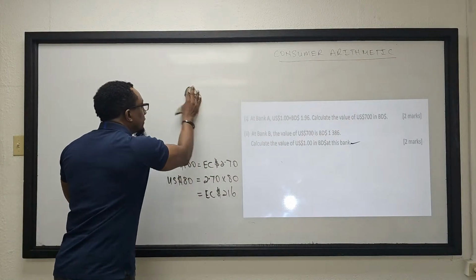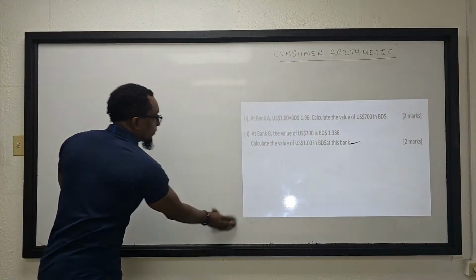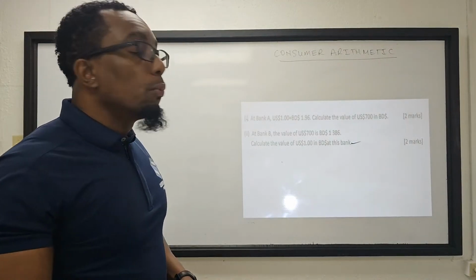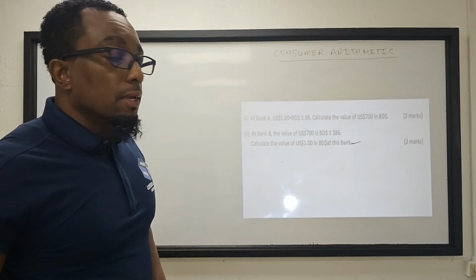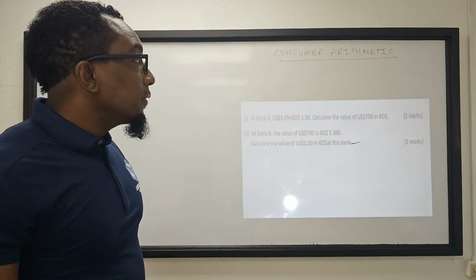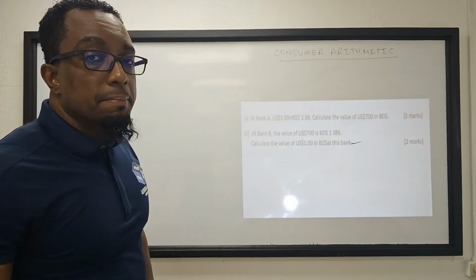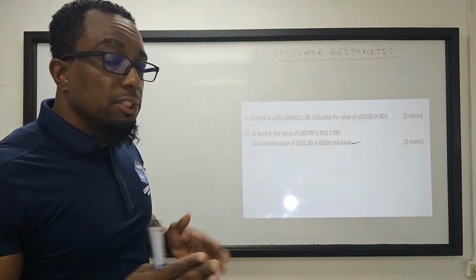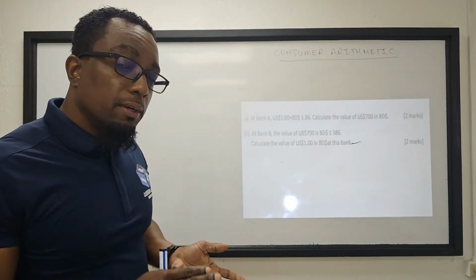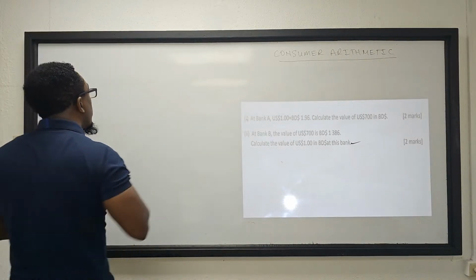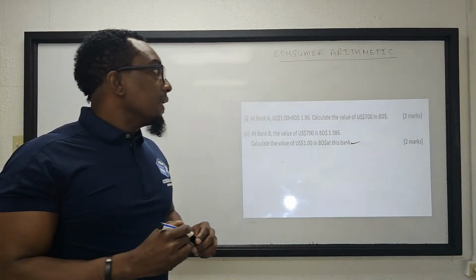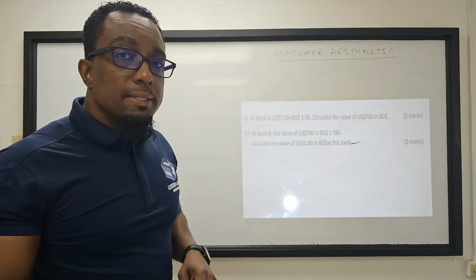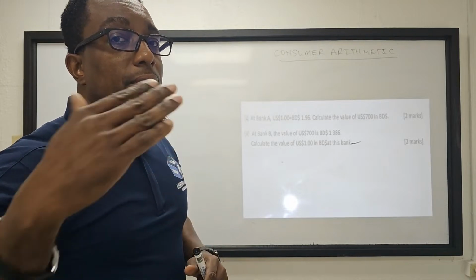So it says here that at Bank A, US $1 is equal to Barbados $1.96. Calculate the value of US $700 in Barbados dollars, right? So straightforward. Again, once we know the rate of exchange, then it's easy for us to convert from one currency to another. So part 1, and again we have to convert to Barbados dollars. So therefore that currency must be on the right of the relationship.